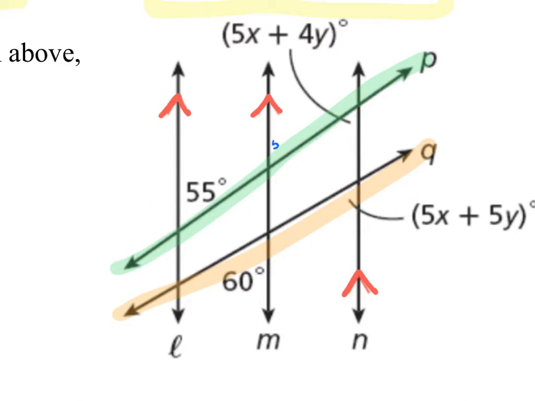So we have a corresponding angle here, and then we have another one here. We also know that alternate interior angles are congruent, and we're going to fill those in right now as well. After filling those in, we see that these also create vertical angles to each other, which we know vertical angles are congruent. And knowing what we now know, we'll be able to set this expression 5x plus 4y equal to 55.